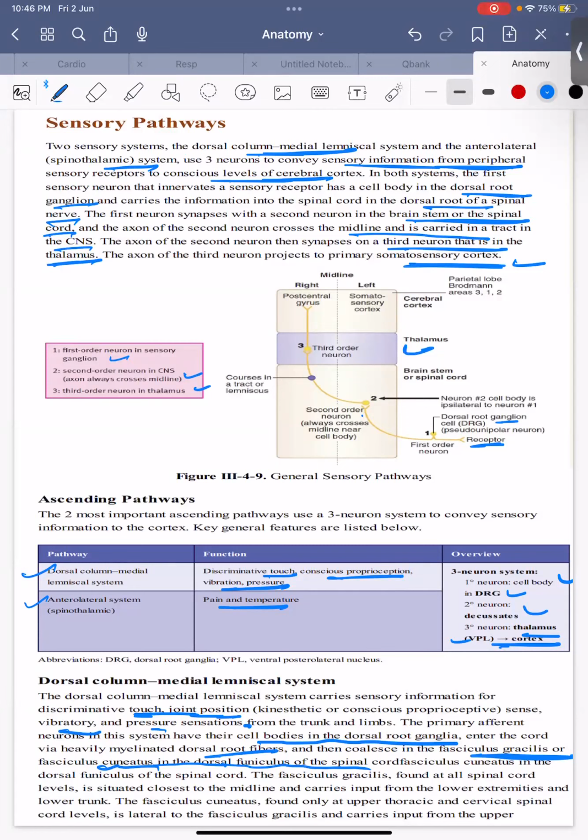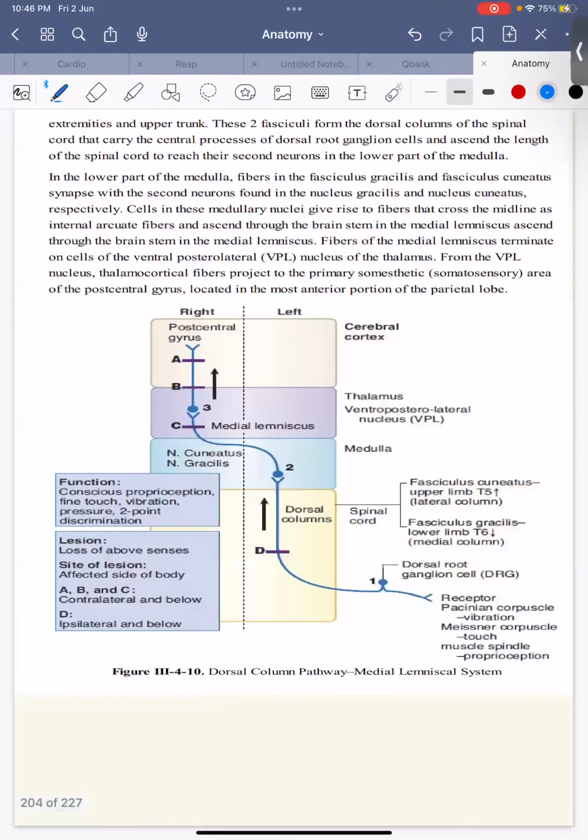The fasciculus gracilis is found at all spinal cord levels. It is situated closest to the midline. So the medial one is the fasciculus gracilis, and it carries the input from the lower extremities and lower trunk. The cuneatus is more lateral. It carries the upper trunk and upper extremity sensory information, at the cervical spinal cord level. Both of these fasciculi form the dorsal column of the spinal cord. You must have heard of the dorsal column of the spinal cord; this is from the fasciculus gracilis and cuneatus.